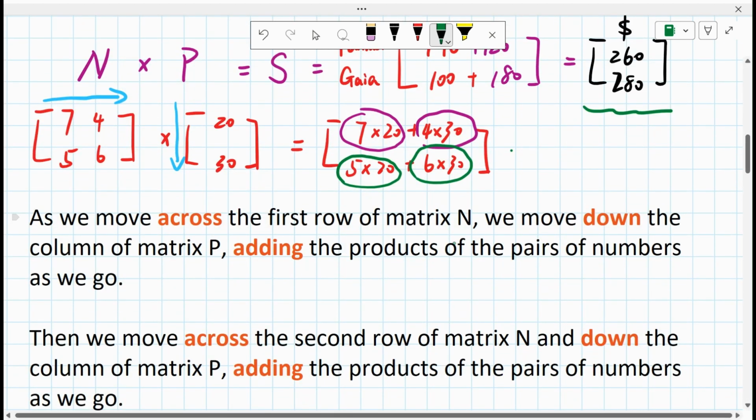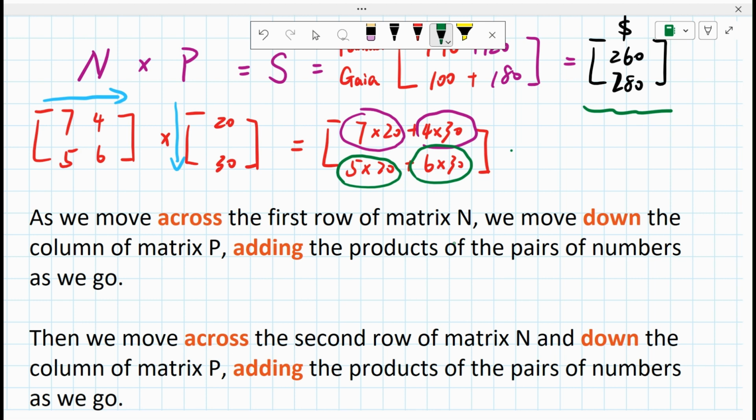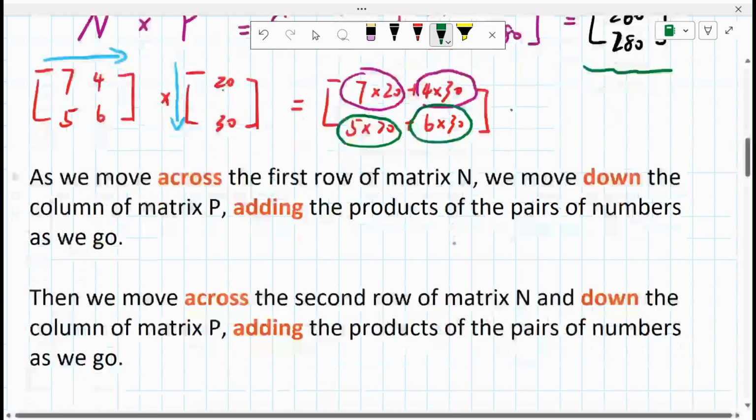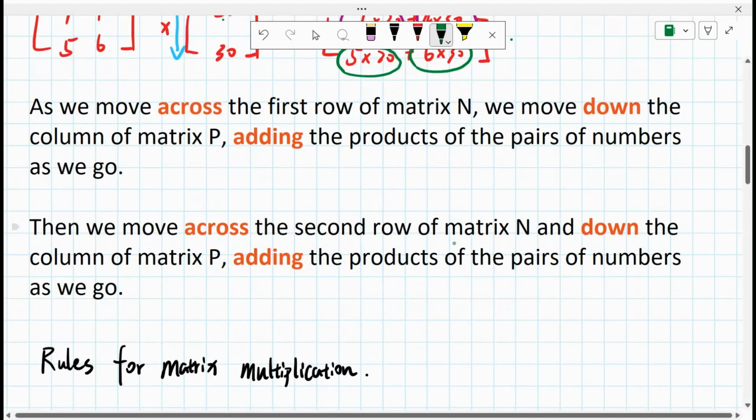So we go across the first row of matrix N, so 7 and 4, and we move down the column of matrix P, adding the products of each pair of numbers. So that is 7 multiplied by 20, 4 multiplied by 30, and then add them together. The second row: 5 multiplied by 20, 6 multiplied by 30, and add them together. That's how we add the products, and how we multiply two matrices.